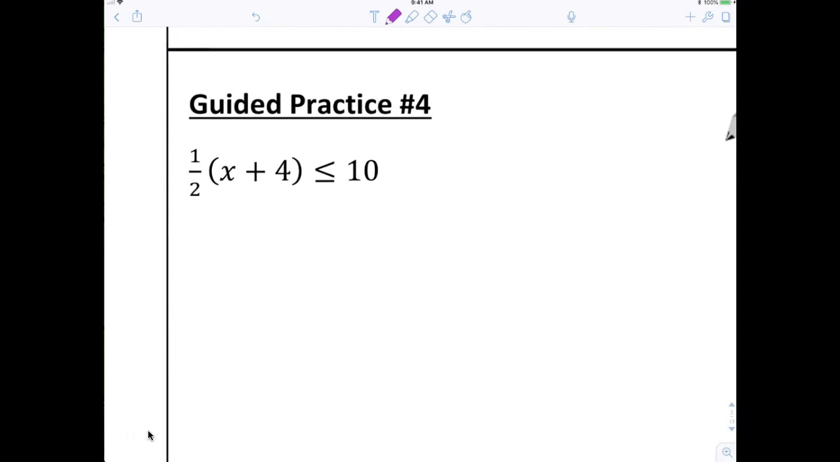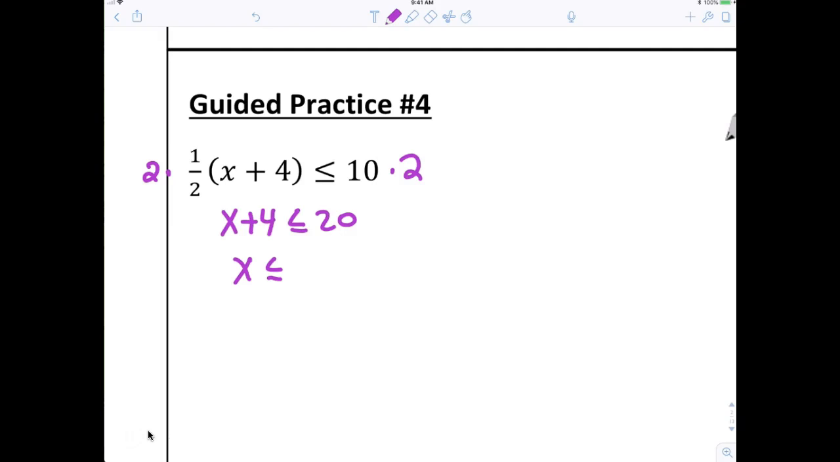Now, how do I get rid of 1/2? It might be easier just to do what to both sides? Multiply by the reciprocal, but the reciprocal of 1/2 is? Yes. So now if you want to see that, you would just go times 2, times 2. And now I have x plus 4 is less than or equal to what? 20. Right? Now I'm minus 4, thank you. So x is less than or equal to what? We're not dividing, we are subtracting.